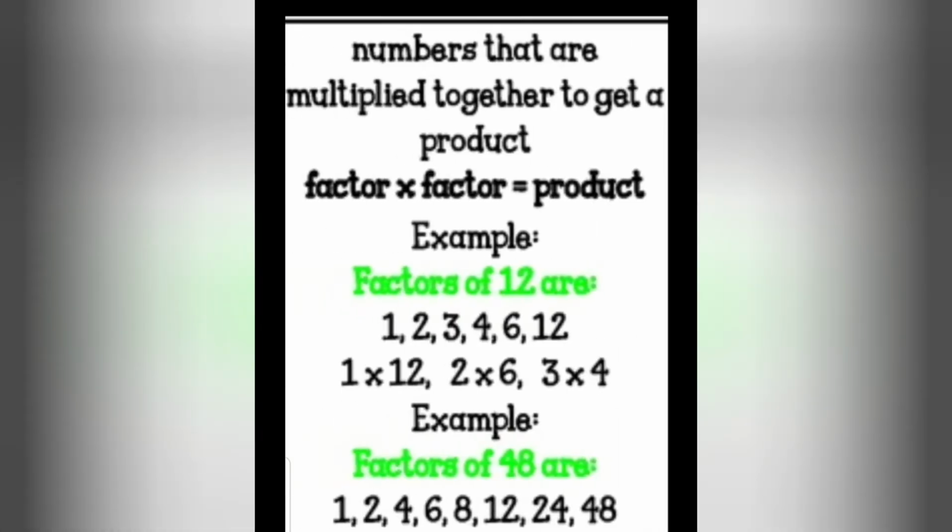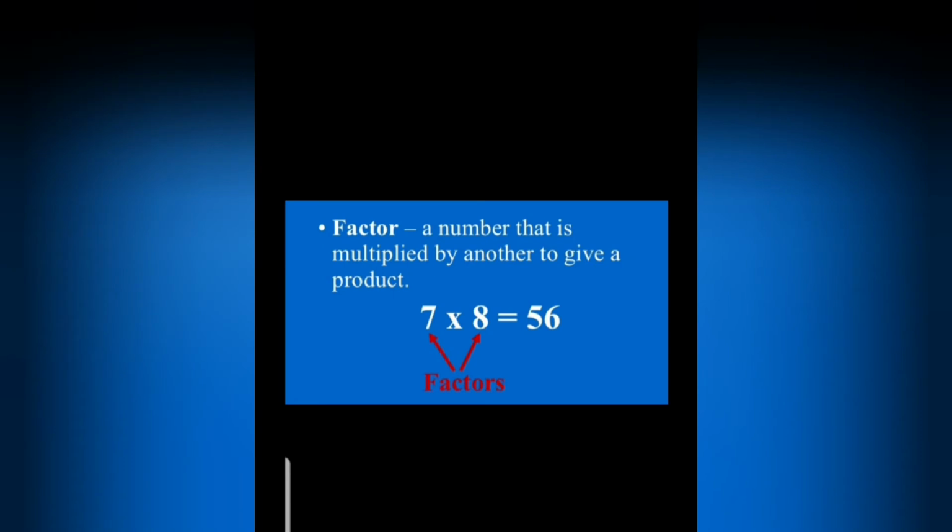Another definition of a factor is numbers that are multiplied together to get a product. Factor times factor equals product. So there are examples at the bottom which you can look at. Another definition for factor is a number that is multiplied by another number to give a product. So the factors of 56 are 7 and 8, as 7 times 8 would give you 56.